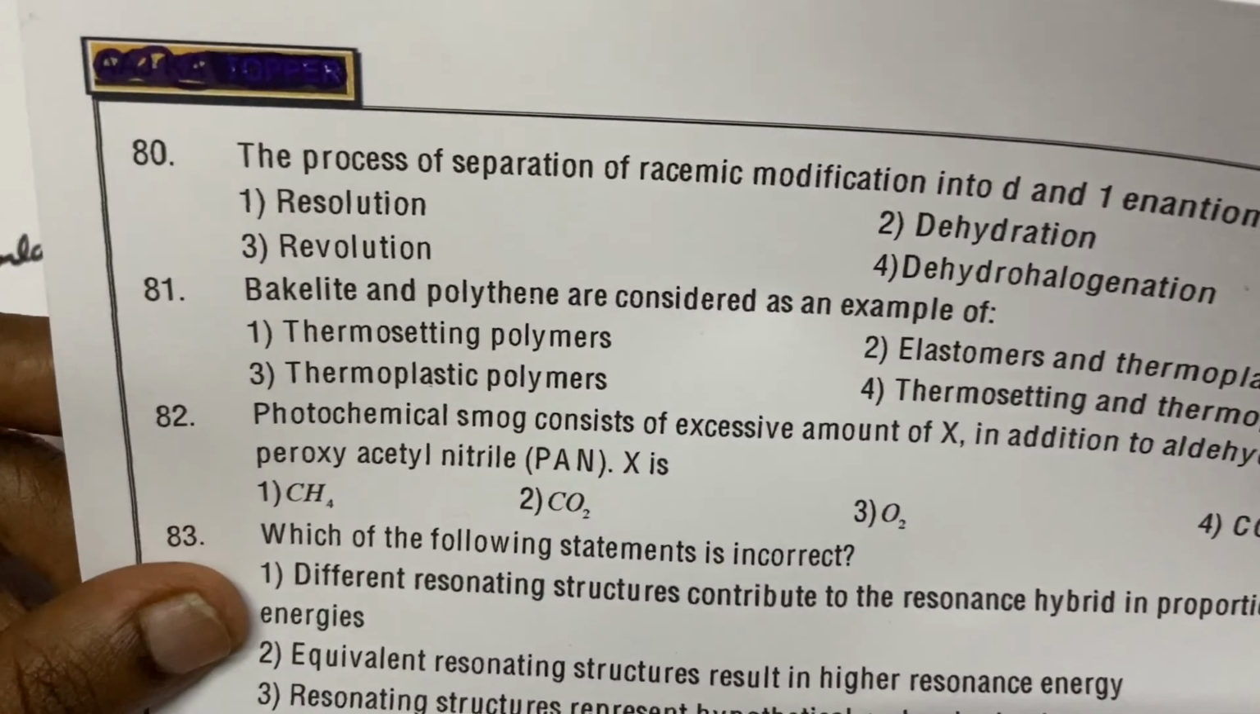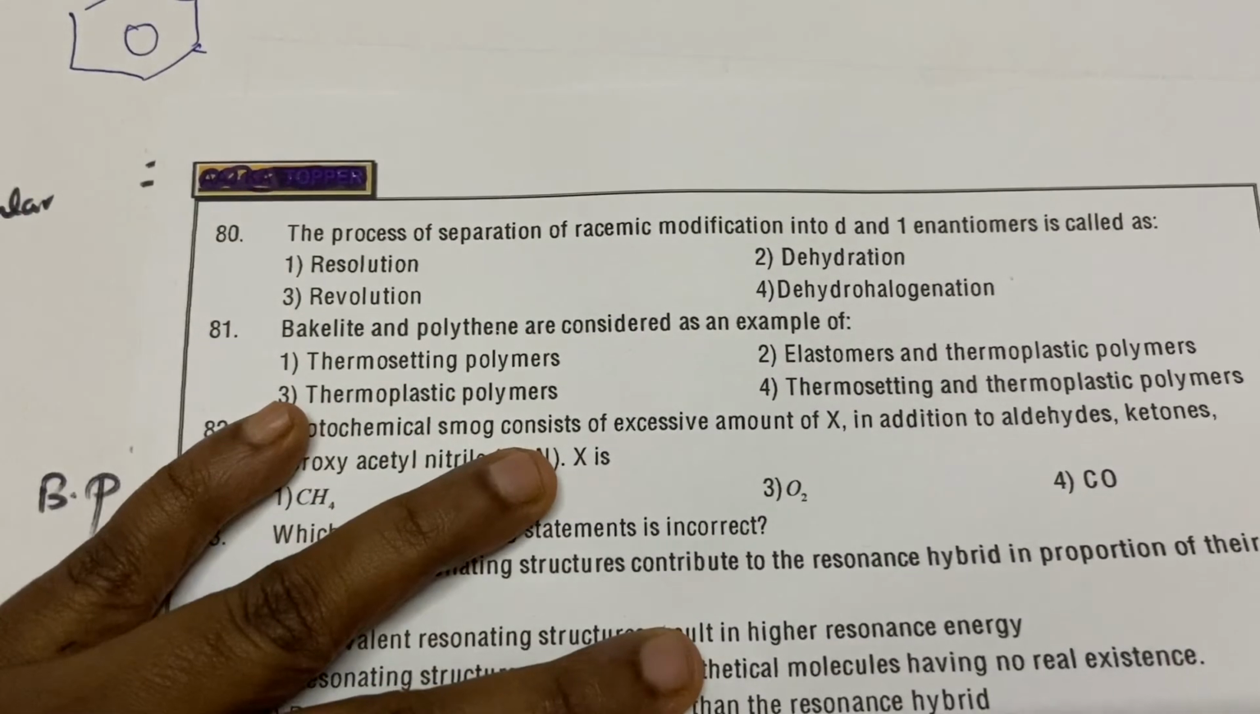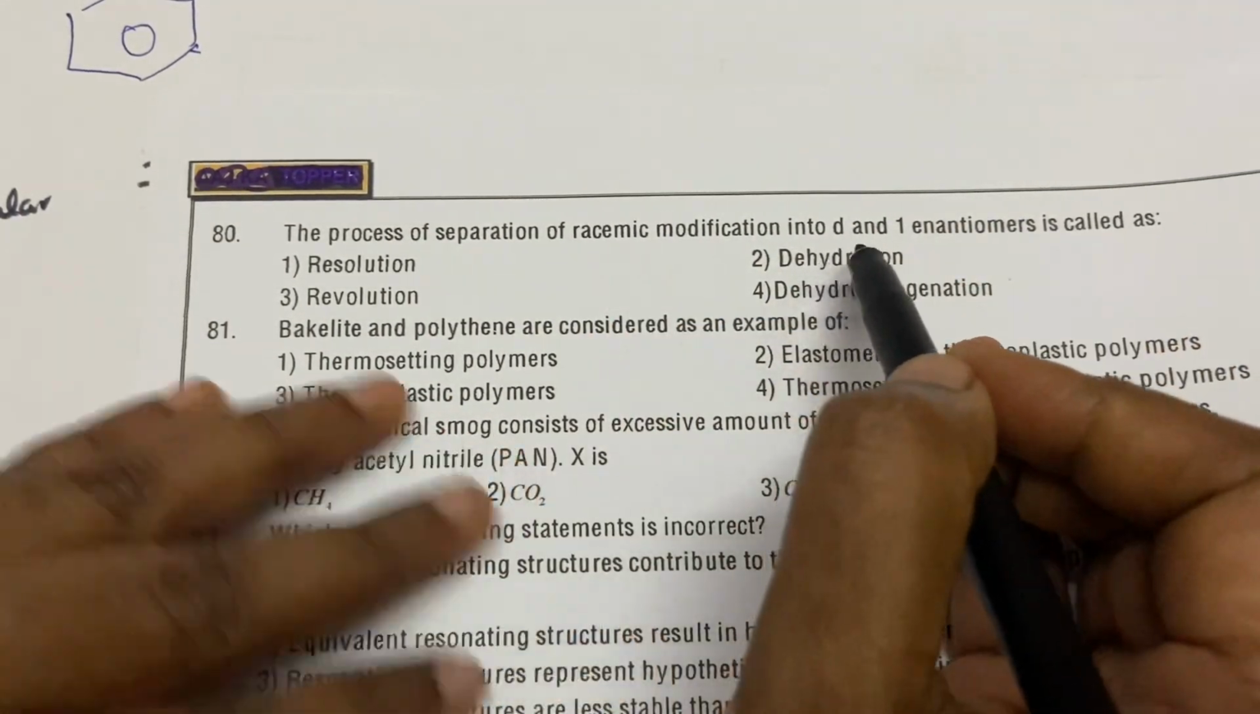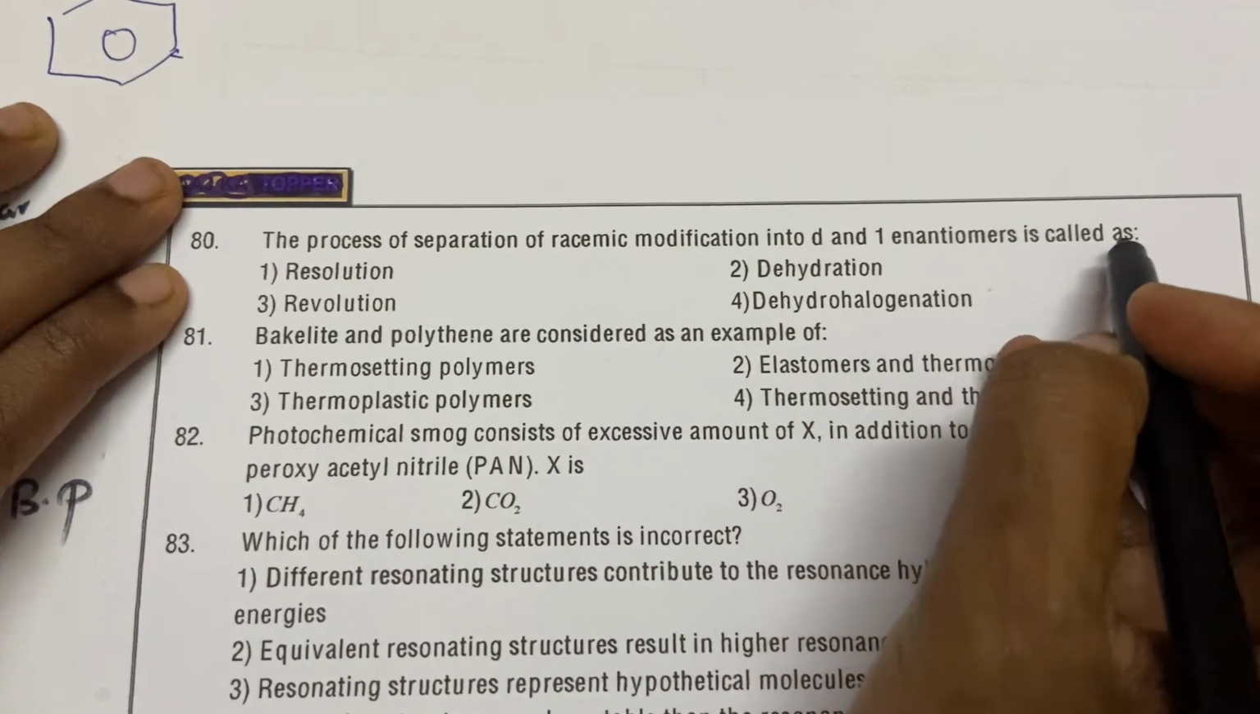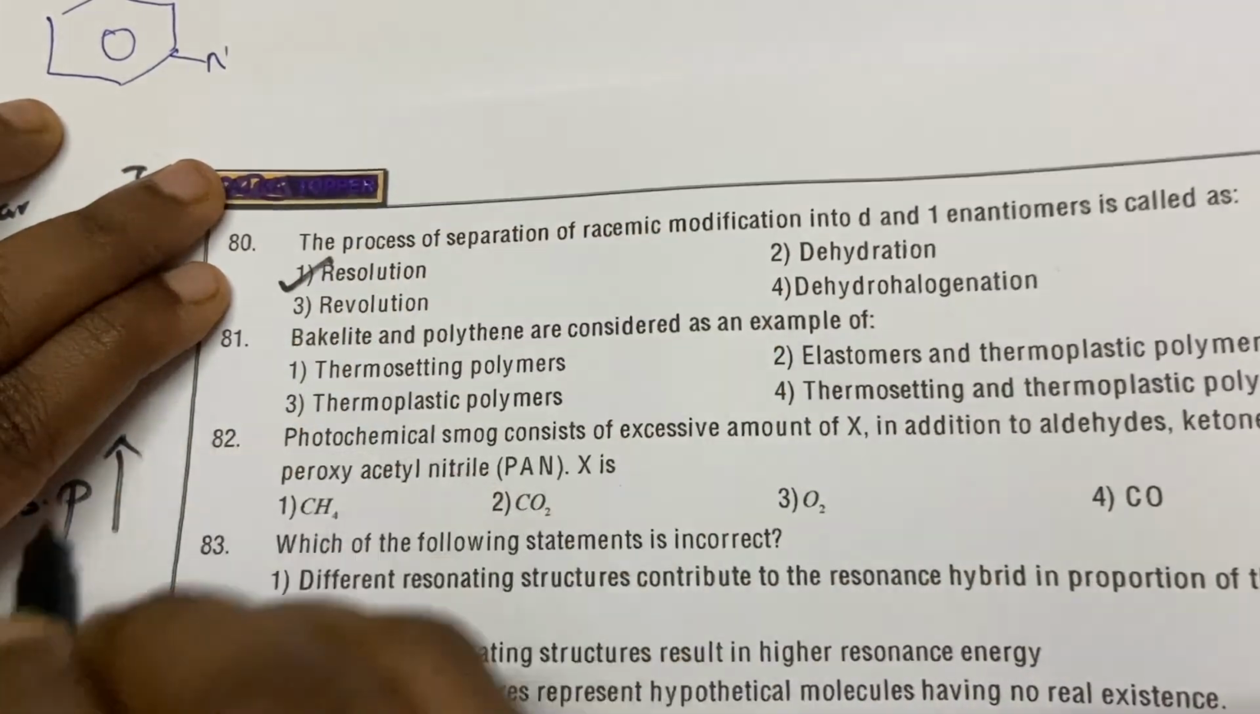So the next question: the process of separation of racemic modification into D and L enantiomers is called resolution.